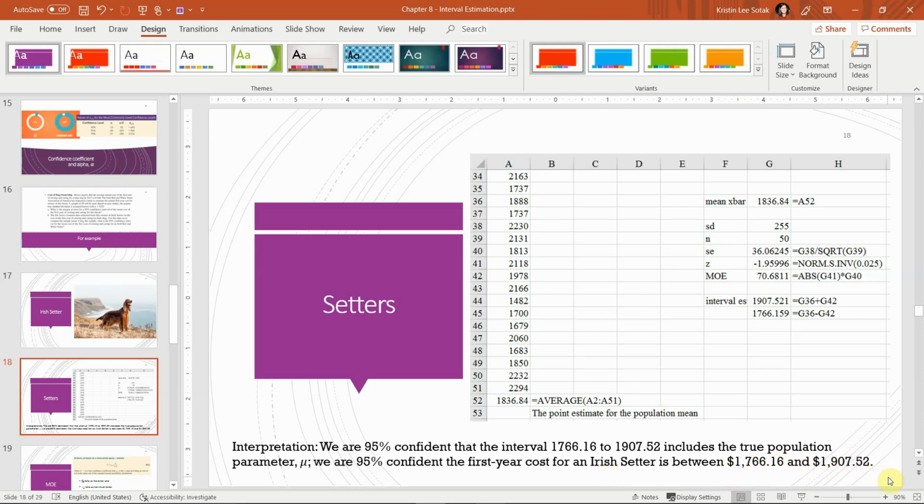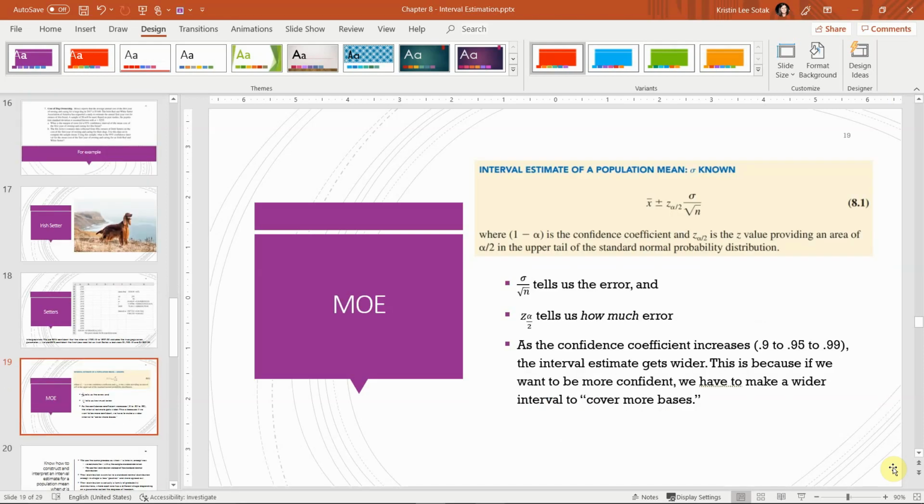So the practical application is if you're thinking about getting a dog, especially this breed, remember that's the average cost of having it for the first year. So think about the cost of owning a dog. That's just your first year. Every year you have additional expenses, different expenses. So, good example. I hope that makes sense in terms of thinking about that. Let's just look at the margin of error.